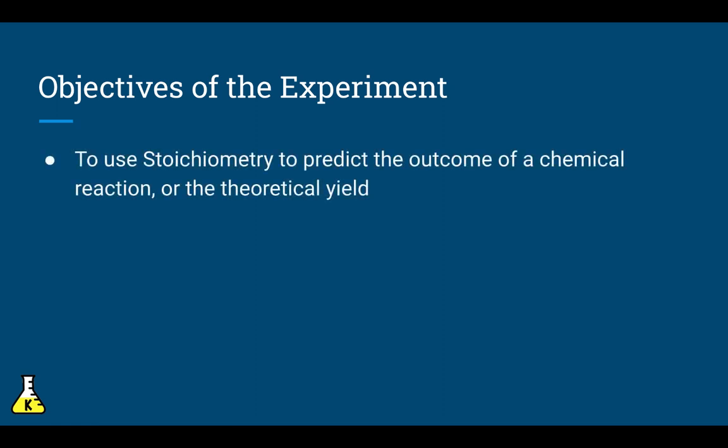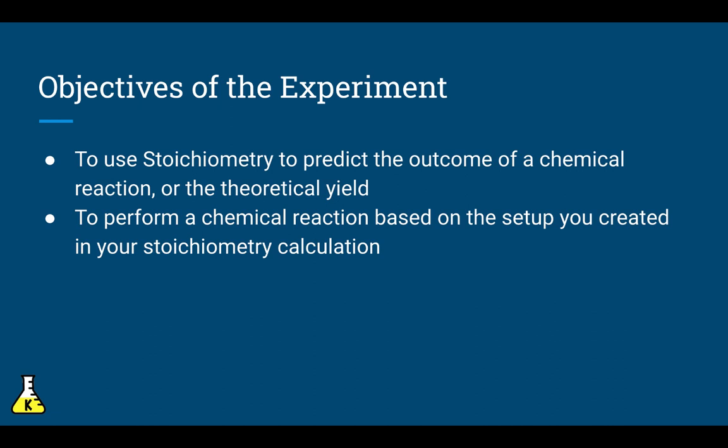So to start us off, let's go through some of the objectives of the experiment. I think it's very important to know why you're doing an experiment such as this one before you start trying to actually accomplish the experiment itself. First off, our job is to use stoichiometry to predict the outcome of a chemical reaction, or theoretical yield. This is the sole purpose of stoichiometry and what it's designed to do, and I think it's important before you walk away from a topic like this to have an opportunity at least once to use it for its intended goal.